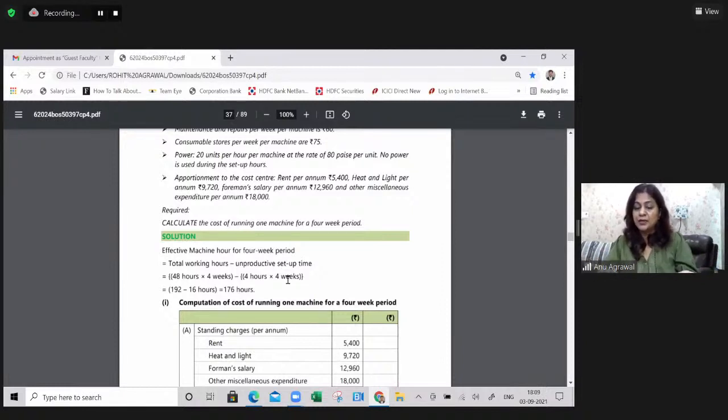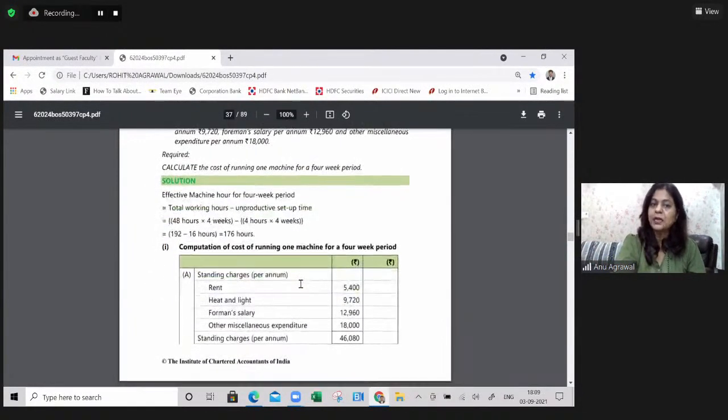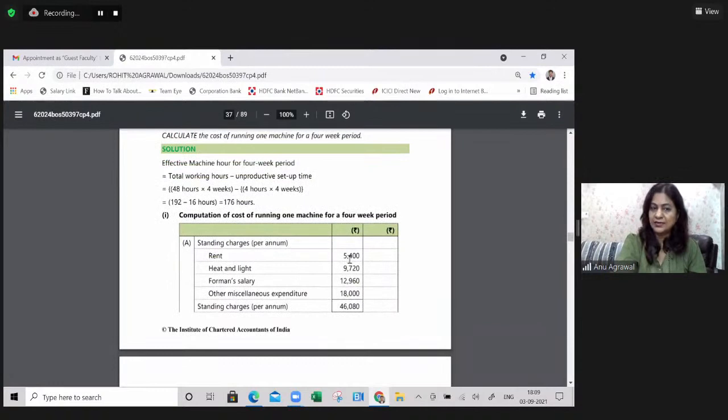Now that time, Vanshika, you can't do without it. For a machine, we have to spend time for setting up the machine. That's a normal loss. That's not an abnormal loss. So normal loss, all of us know, we need to subtract it in order to get our normal hours of working. So our normal hours of working would be 48 into 4 minus 4 into 4. They get out with 176 hours.